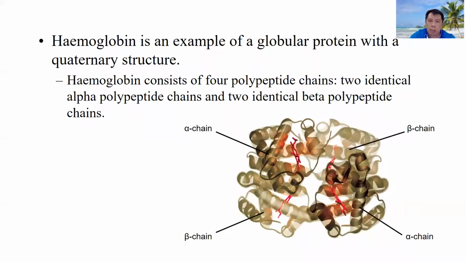Hemoglobin, this one again. You already know it, you are quite familiar with this. It consists of four polypeptide chains, two alpha and two beta polypeptides. This one has no disulfide bonds that bring the polypeptide chains together.